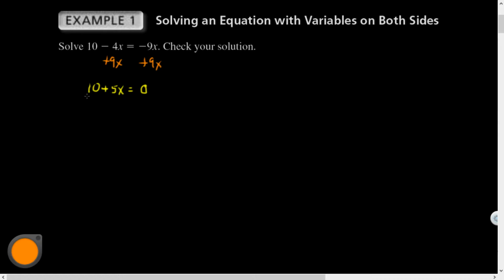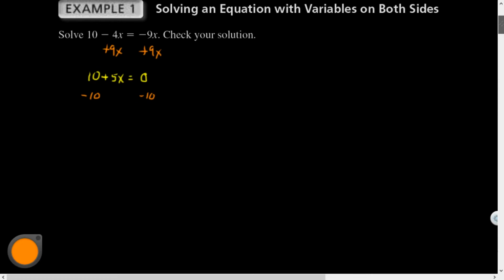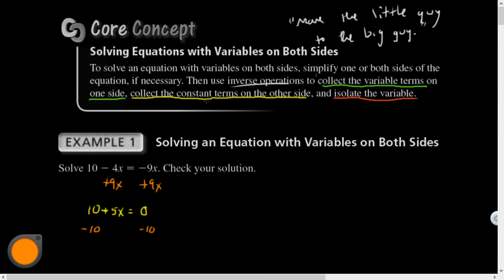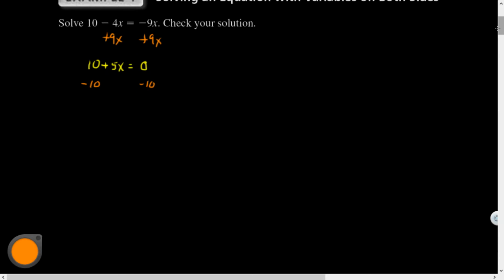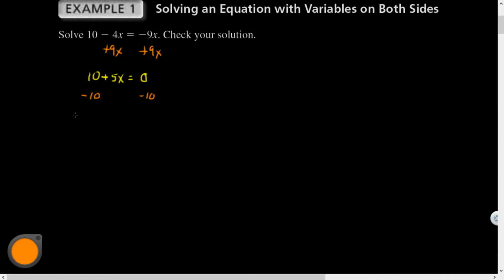Let's move this 10 first. It's a positive 10, so I'll subtract 10 from both sides. That's the part where they said collect the constant terms on the other side. We already know how to do that, so I don't think we need to describe that step or that process any further. Now we just rely on our previous techniques, our previous strategies. I guess I don't have to write a plus sign here. It's just 5x equals negative 10.